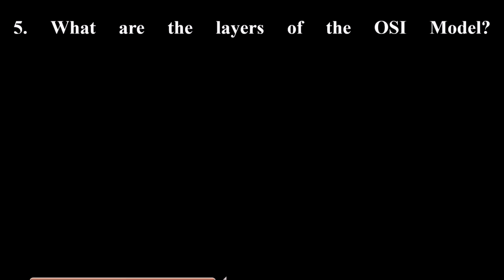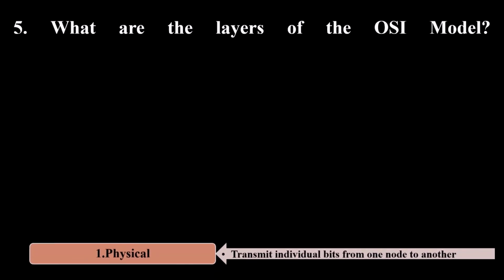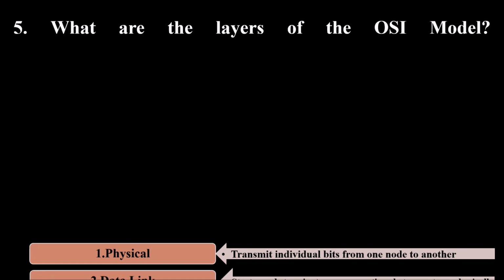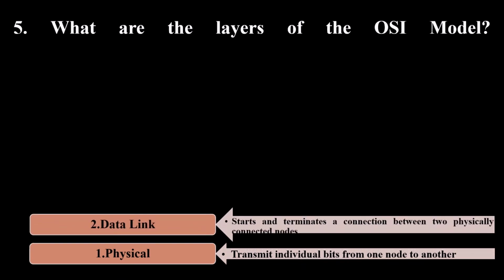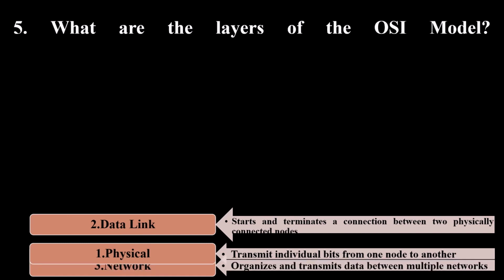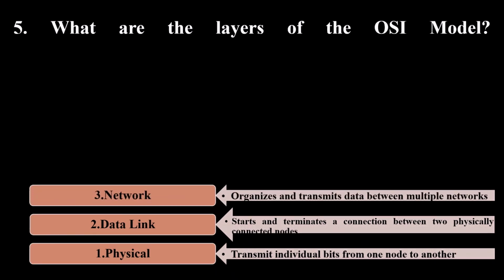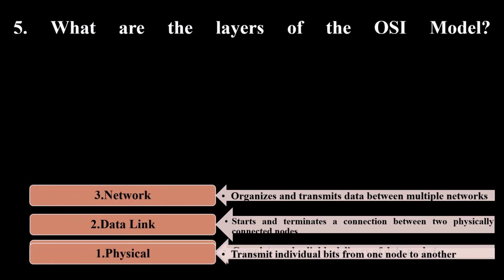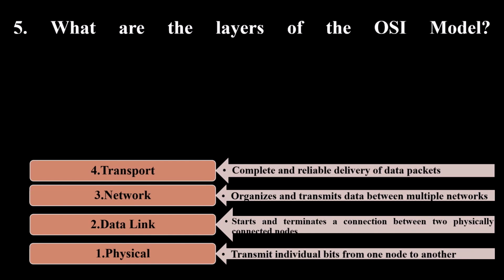First one, physical, which transmits individual bits from one node to another. Second one, data link, which starts and terminates a connection between two physically connected nodes on a network. Third, network, organizes and transmits data between multiple networks. Fourth, transport, complete and reliable delivery of data packets.